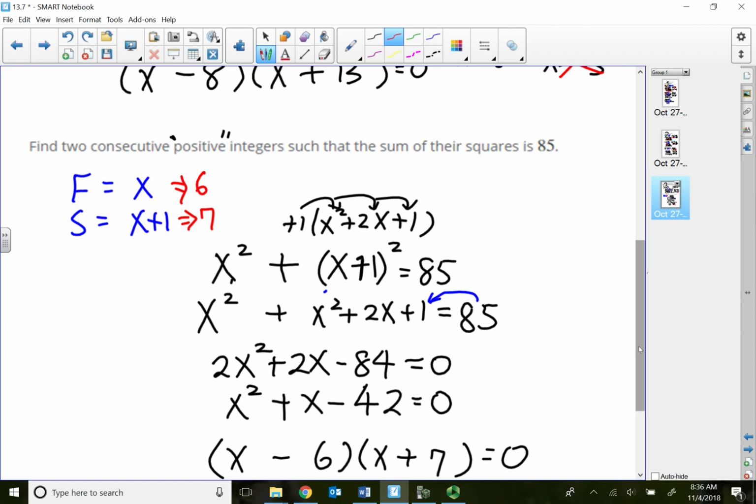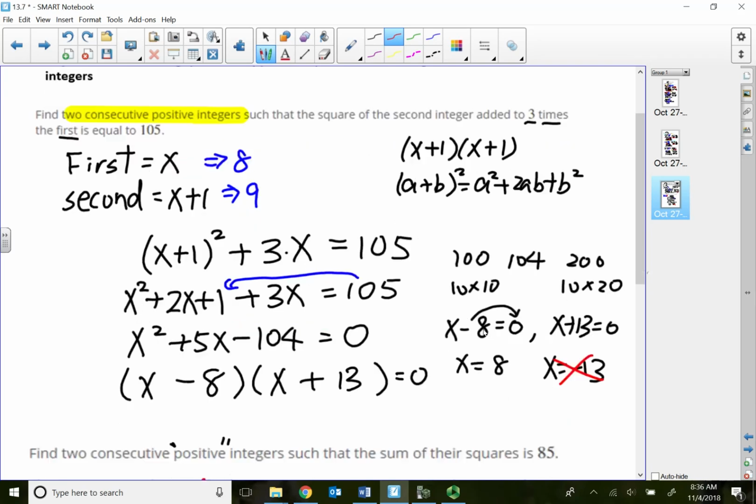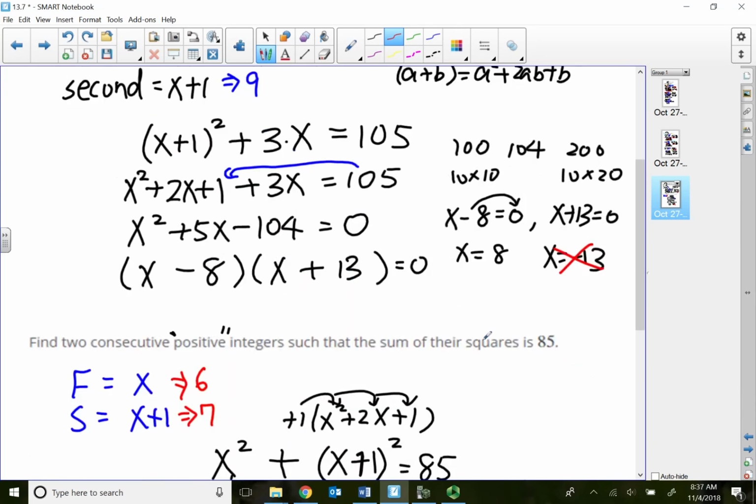In this lecture video, we quickly did 2 examples of using consecutive integers to help us solve quadratic equations. That will conclude this lecture video. Thank you for watching.